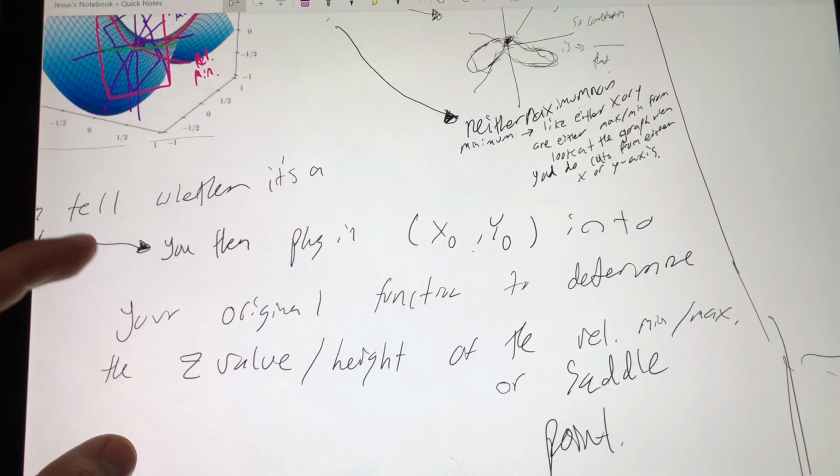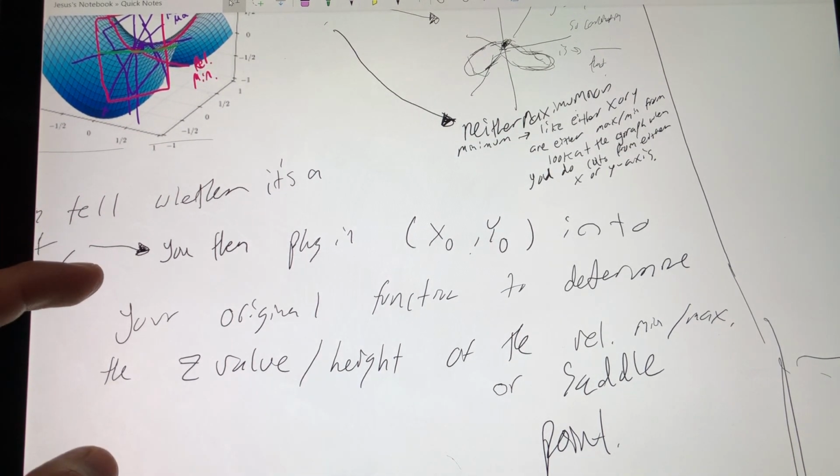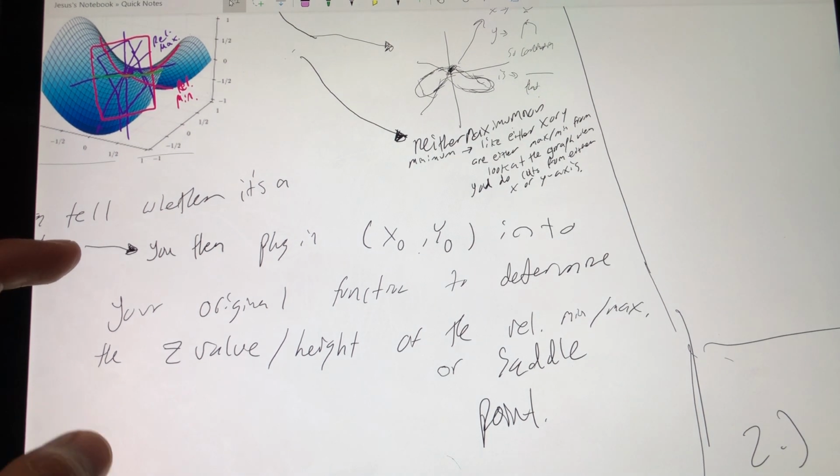And then you find out what your z value is when you plug your critical points into your original function.